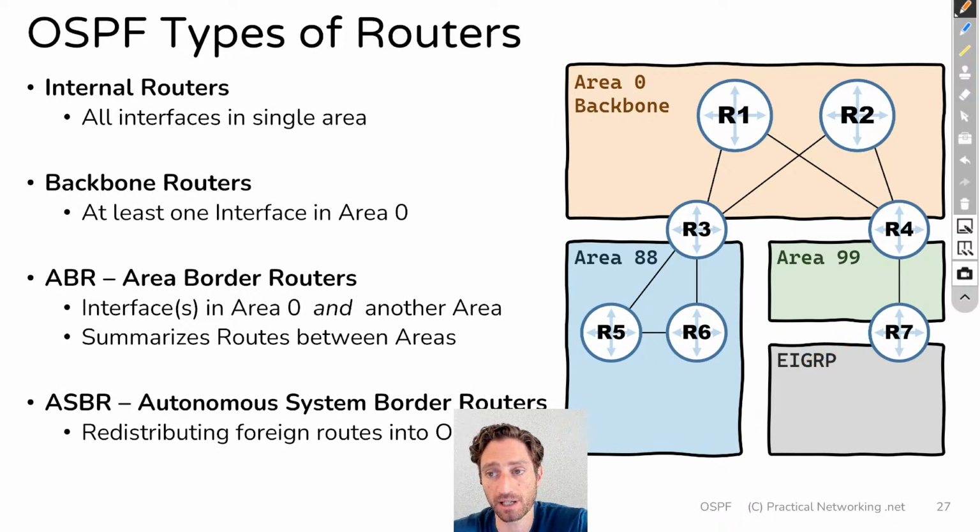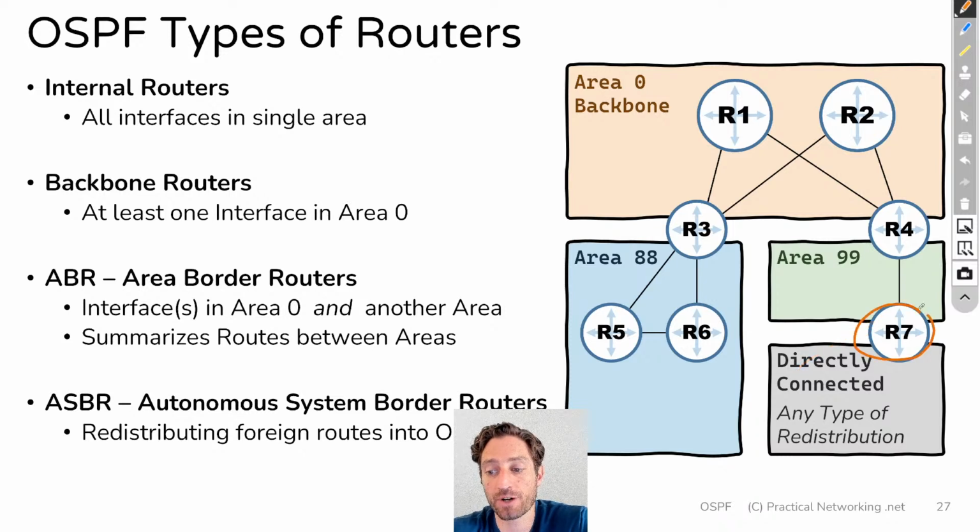Now, to be clear, however, our example used EIGRP, but it doesn't have to be EIGRP specifically. It's really any other source of learning routes. So that includes other routing protocols, and that also includes static routes, or even directly connected routes. Any sort of redistribution that is happening makes router 7 an ASBR.